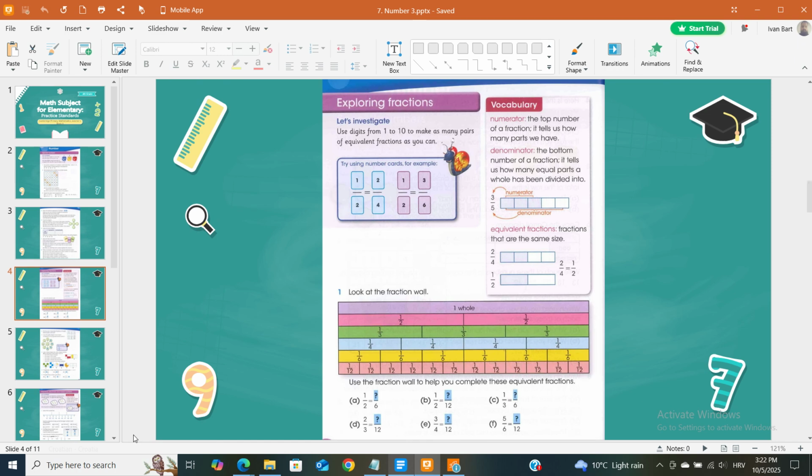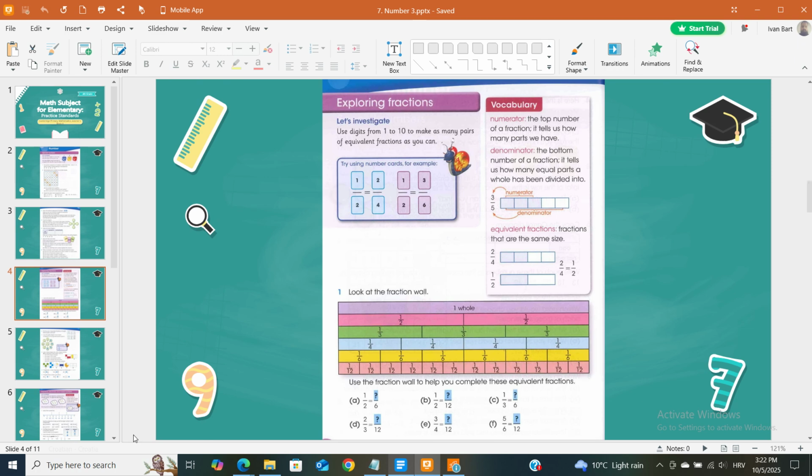Use the fraction wall to help you complete these equivalent fractions. (a) (d) 1/12, 2/3, 6. Question mark. (e) 2/12, 3, 4/12. (f) 1/3, 5/6, 6. Question mark.